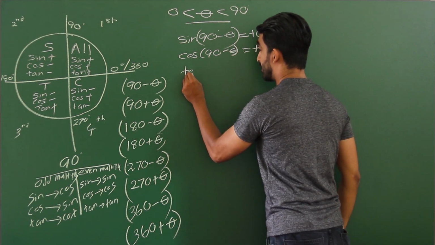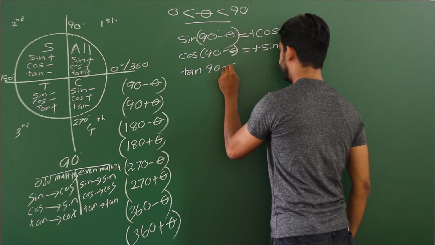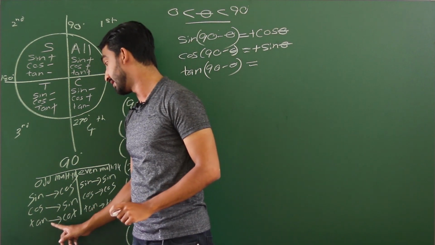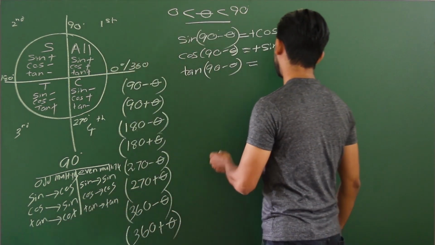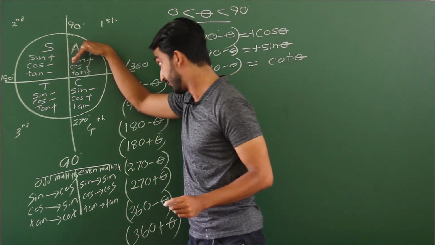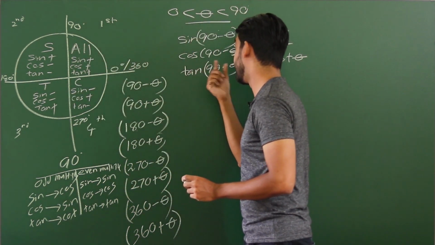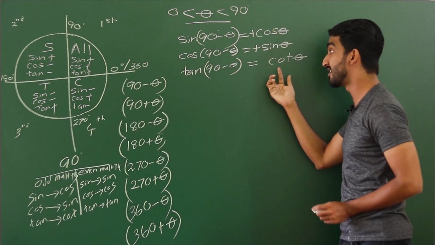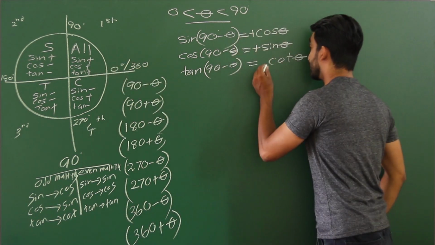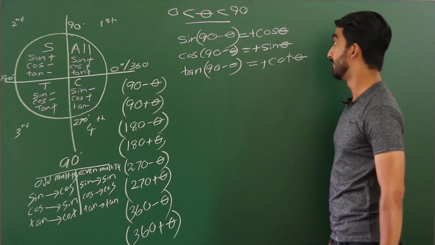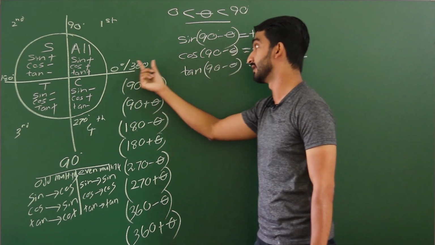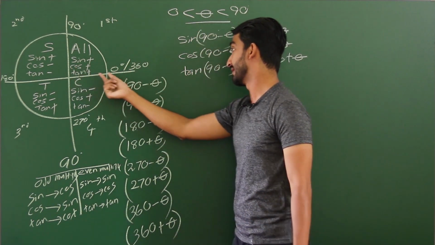Now tan 90 minus theta: odd multiples of 90, 90 into 1, so tan will change to cot. First quadrant, so tan will be positive. We consider this side, not here. These are just answers. Tan is positive in the first quadrant, so this is positive. Lots of students mess up because they think this we consider. No, we consider this one here, cos positive, tan positive.